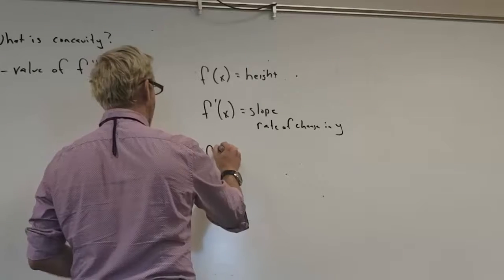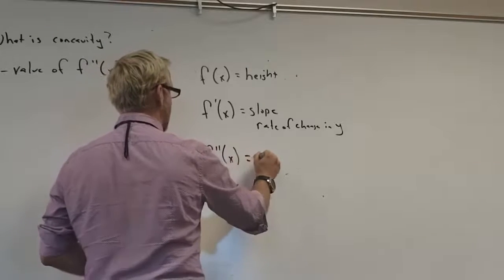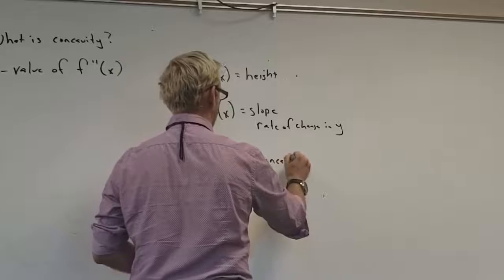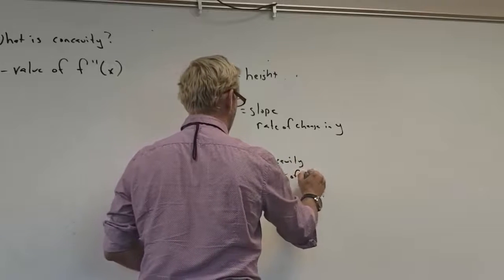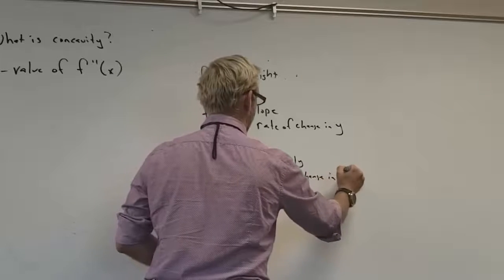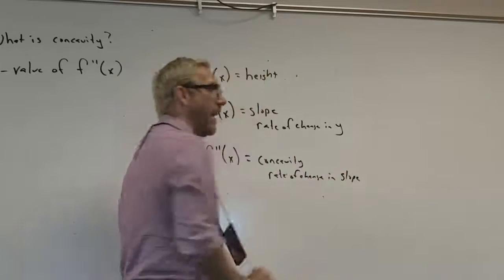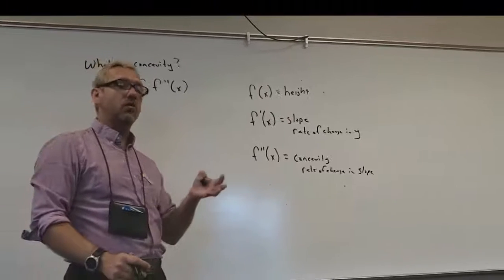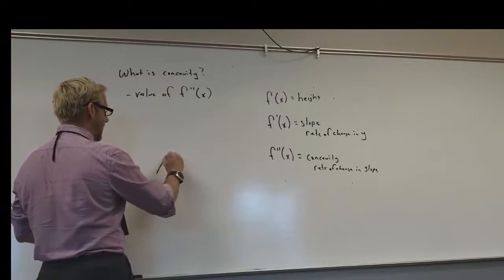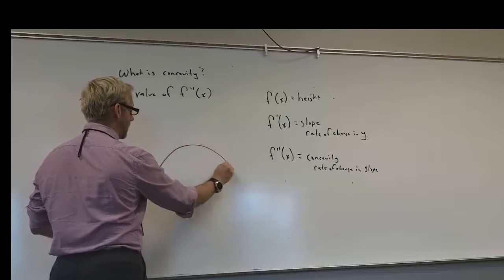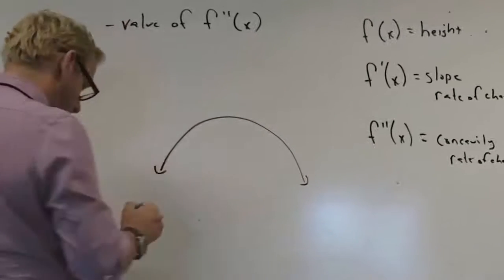Our third one, f double prime of x, is our concavity. And in particular, it's our rate of change in slope. How fast is my slope increasing or decreasing? So if I have, let's say, this type of graph here.